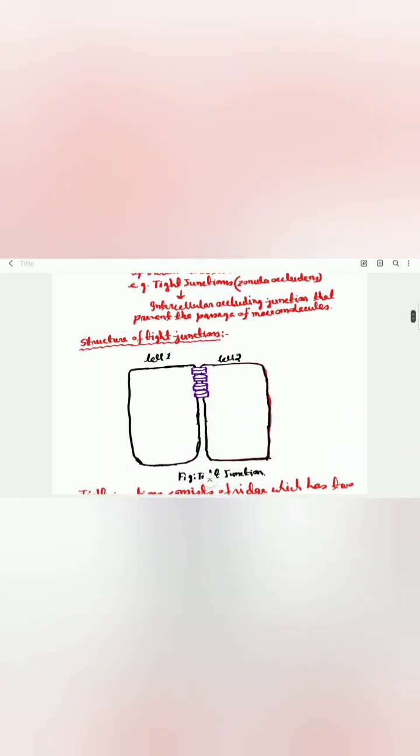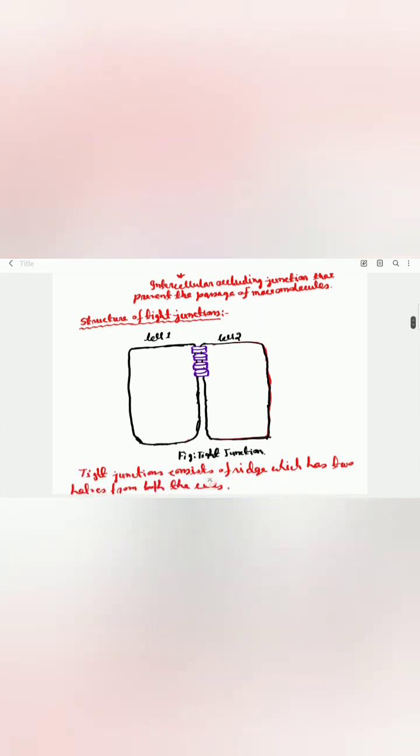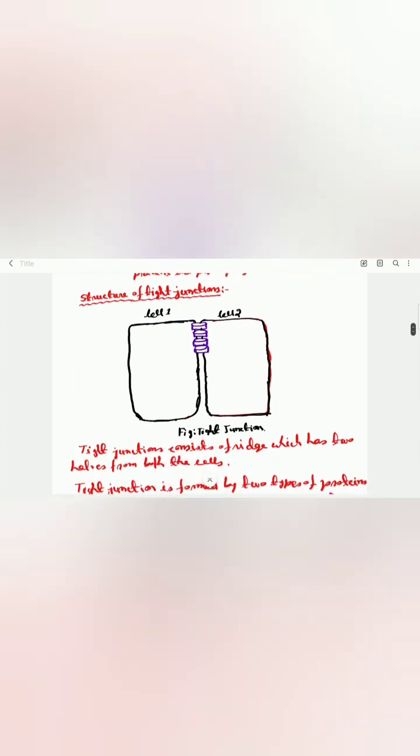So this is the structure of the tight junction. From the structure we can see that both cells have two halves, and these two halves are fused by ridges.